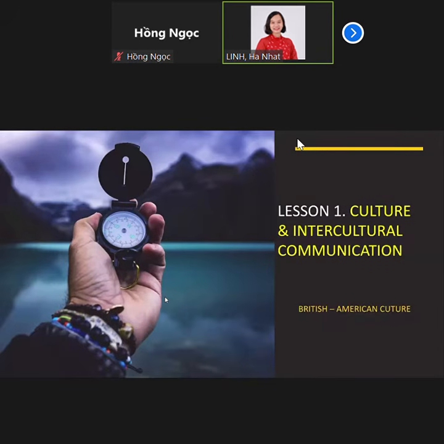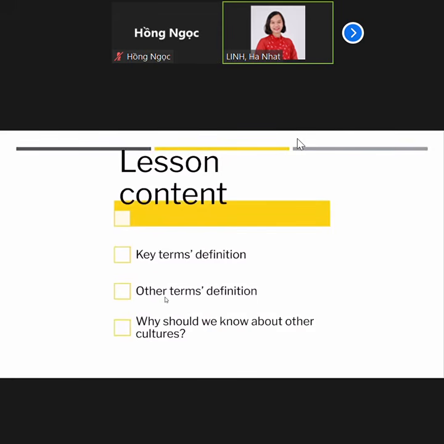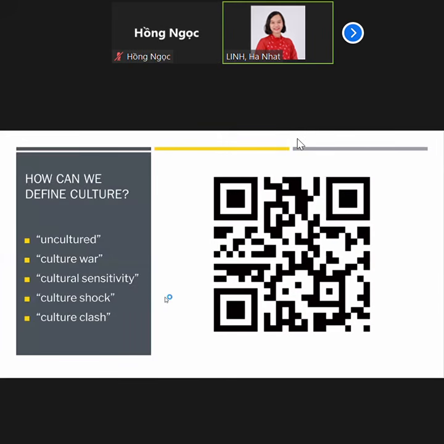Now, for the first lesson, I will introduce you to some key terms relating to the topic of culture and intercultural communication. Then we will find out the reasons why we have to study culture. We will learn the key terms and definitions, and find out the answer to the question: what should we know about other cultures? So is this important or not?